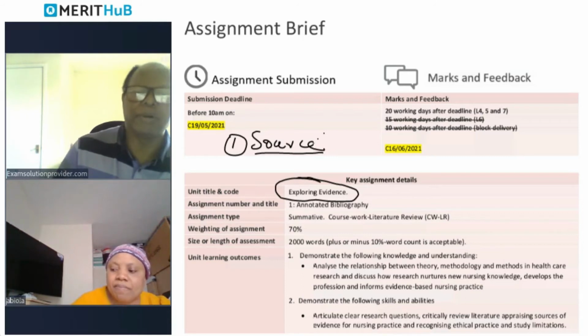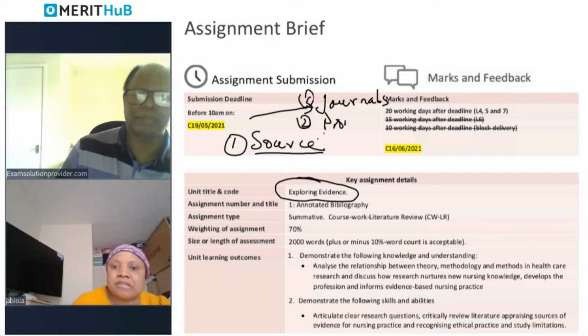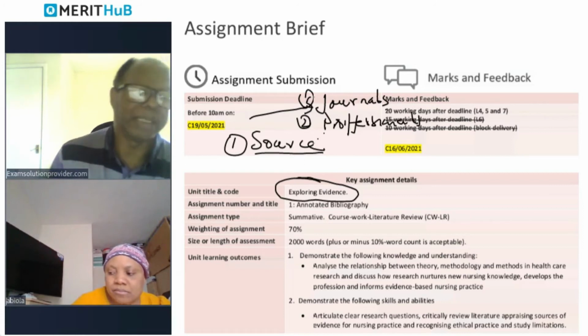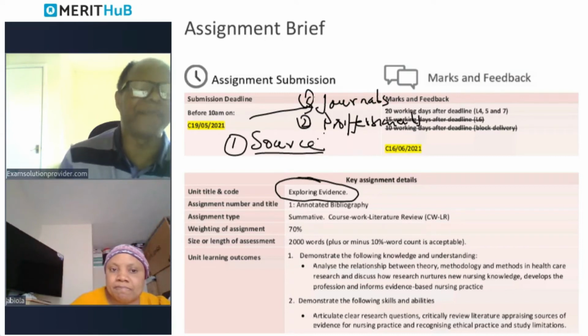I'm sure when you learned in class, one of the things they told you is that there are websites and journals. So we can look at journals, and we can look at professional websites. Now, with these professional websites, there are two things that are important. Both journals and professional websites produce material that has been peer reviewed.